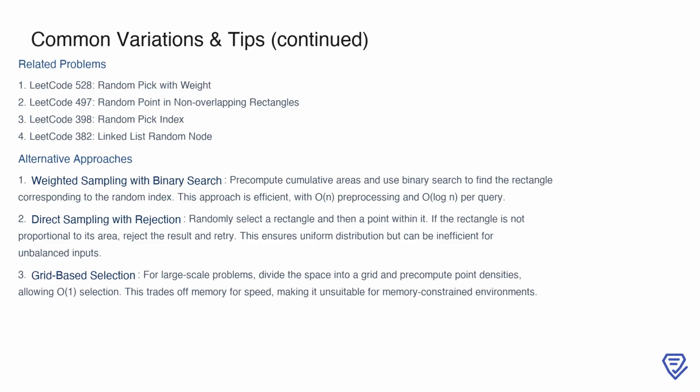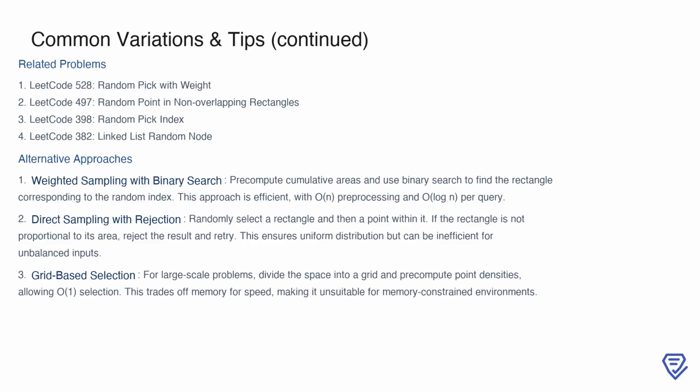When it comes to alternative approaches, one efficient method is weighted sampling with binary search. Here, you pre-compute cumulative areas and use binary search to quickly locate the rectangle corresponding to a random index. This method offers O(n) preprocessing and O(log n) query time. Another approach is direct sampling with rejection, where you randomly select a rectangle and a point within it, but reject results that don't meet the proportionality requirement. While this ensures uniform distribution, it can be inefficient for unbalanced inputs.